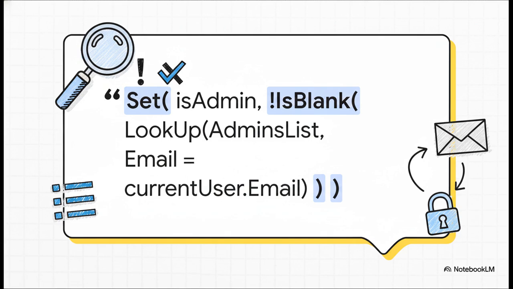All right, for our last trick, the admin check. Now, this formula looks a little scary, but let's walk through it. It's actually pretty simple. Inside out, Lookup scans our admins list for the user's email. If it finds a match, great. If not, it finds nothing.